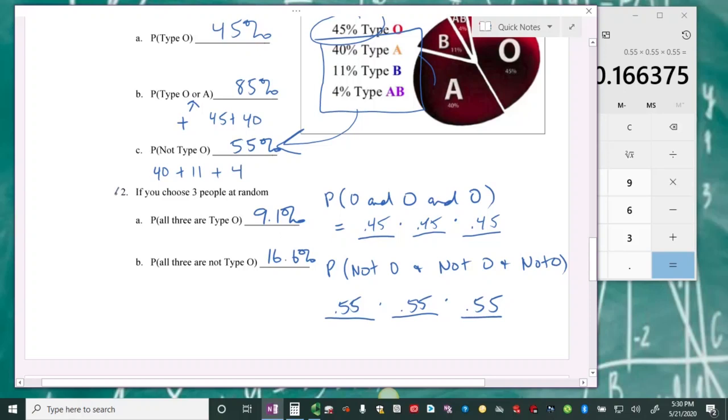So for number 2, we have multiple events, 3 people. In part 1, we have a single event because we're looking at the probability of a single person being one of those blood types.